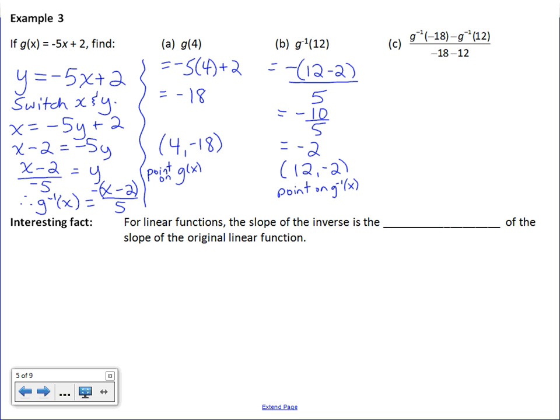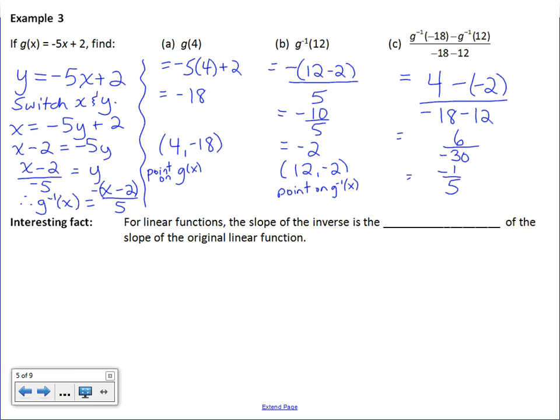So g inverse of negative 18, I can replace that with 4 minus negative 2 over negative 18 minus 12. So what do I have here? 6 over negative 30. What's that reduced to? Negative 1 over 5. Now this is kind of an interesting fact.